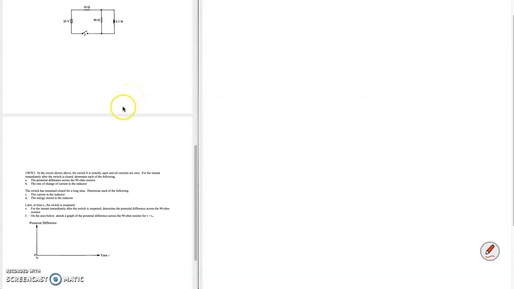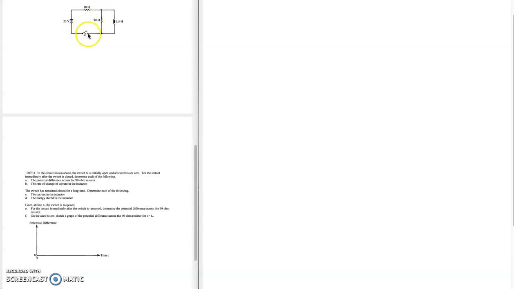1987 E3, and unfortunately the page break separated the diagram from the problem. So in the diagram we have a 20 volt battery in series with a 10 ohm resistor, and then a junction so that we have a 90 ohm resistor and a 0.5 Henry inductor, and then a switch down there.